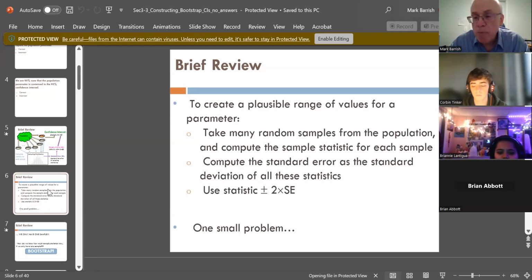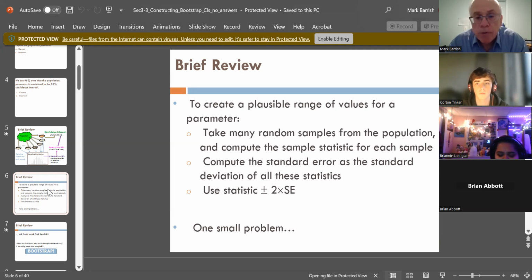Again, you don't need to know much about the simulation software. On the stat, and we'll go to the StatKey website in a little while to show you how it works. But anyway, it says here to create a plausible range of values for a parameter, take many random samples from the population and compute the sample statistic for each sample. That's what we did in class, right?